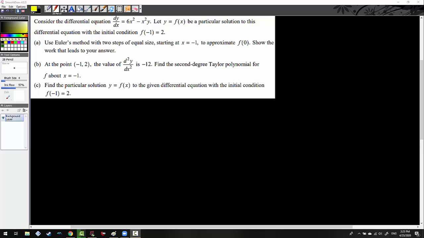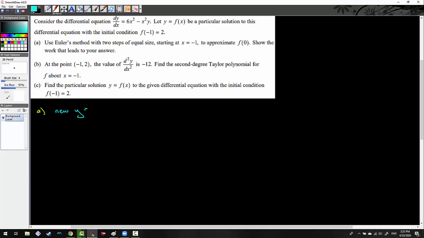First question off the bat, they say use Euler's method of two steps of equal size, starting at x equals negative 1 to approximate f of 0, and we have to show the work that leads to the answer. So before I even discuss Euler's method, I better write down how to find new y. It's always good to review because we will see that often.